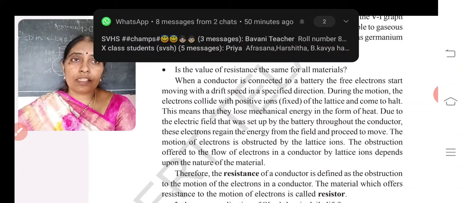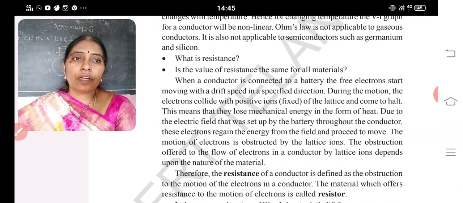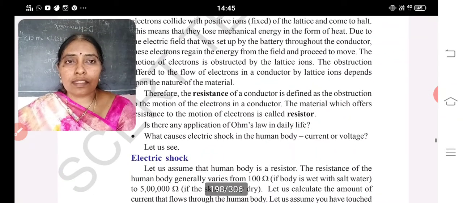The material which opposes is said to be a resistor, and the resistance of a conductor is different. Obstruction of the motion of the electron in a conductor is said to be resistance. The material which offers resistance to the motion of electrons is called a resistor.